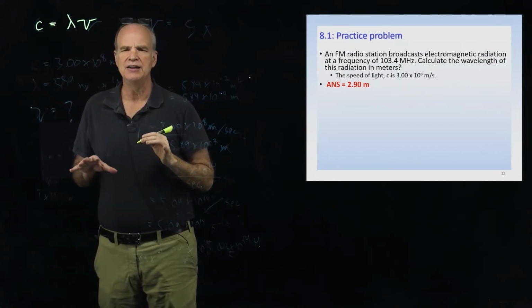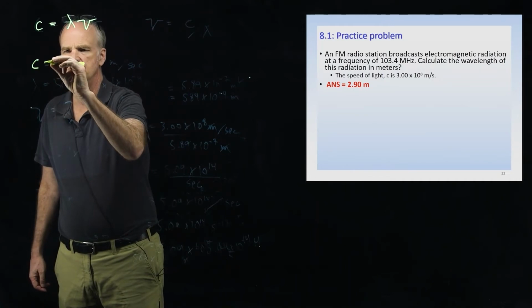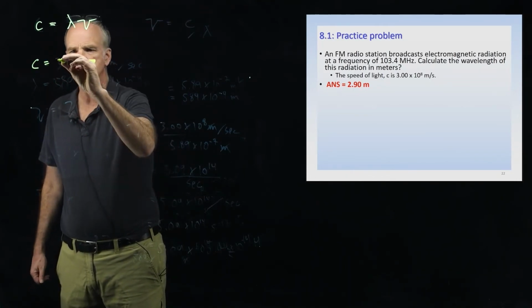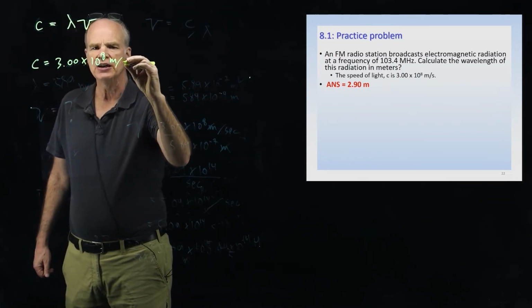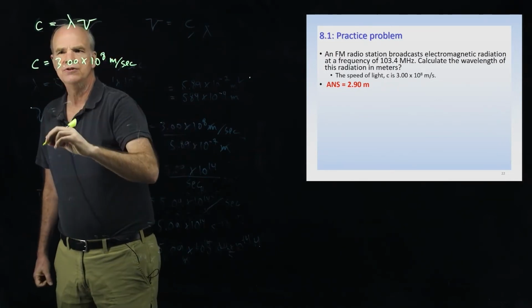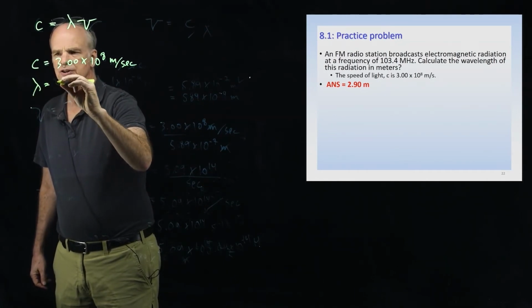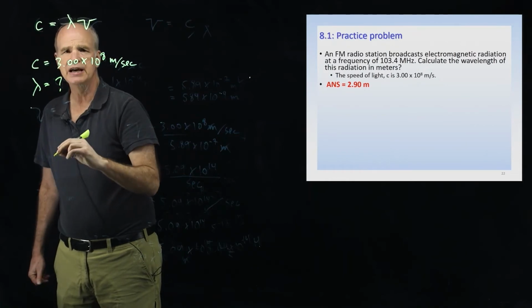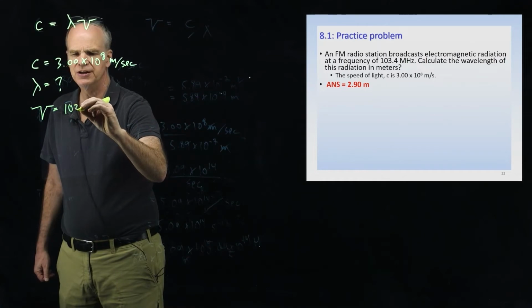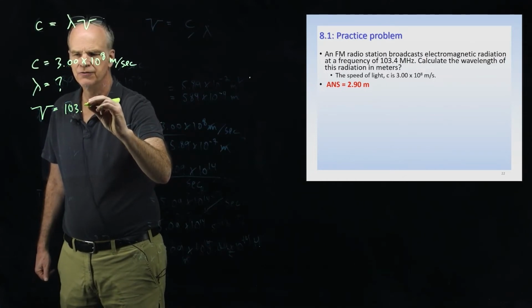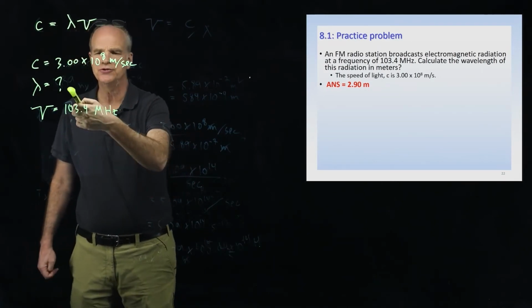Okay, so let's go ahead and assign variables and see what we have. We will know the value of the speed of light, that will be given to you. It's 3.00 times 10 to the 8 meters per second. You're trying to find wavelength here. This is what you're trying to find. And we're given a frequency, which is 103.4 megahertz.